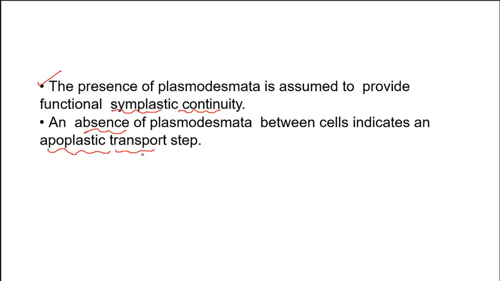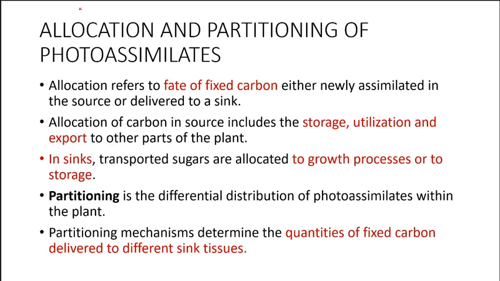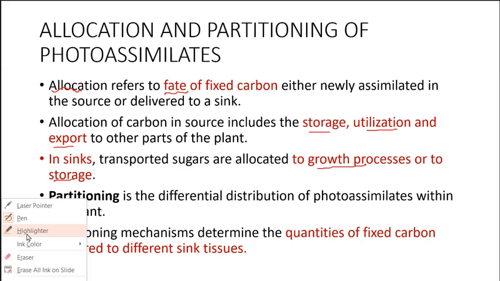Now allocation and partitioning, another important term of this chapter. We need to know the fate of the carbon fixed in the plant. Either it will be stored, utilized, or exported. In the sinks, when sugars are present, they are used for growth processes or storage. Now another important term, allocation, is the fate of the carbon fixed, that is, how it is used in the plant.